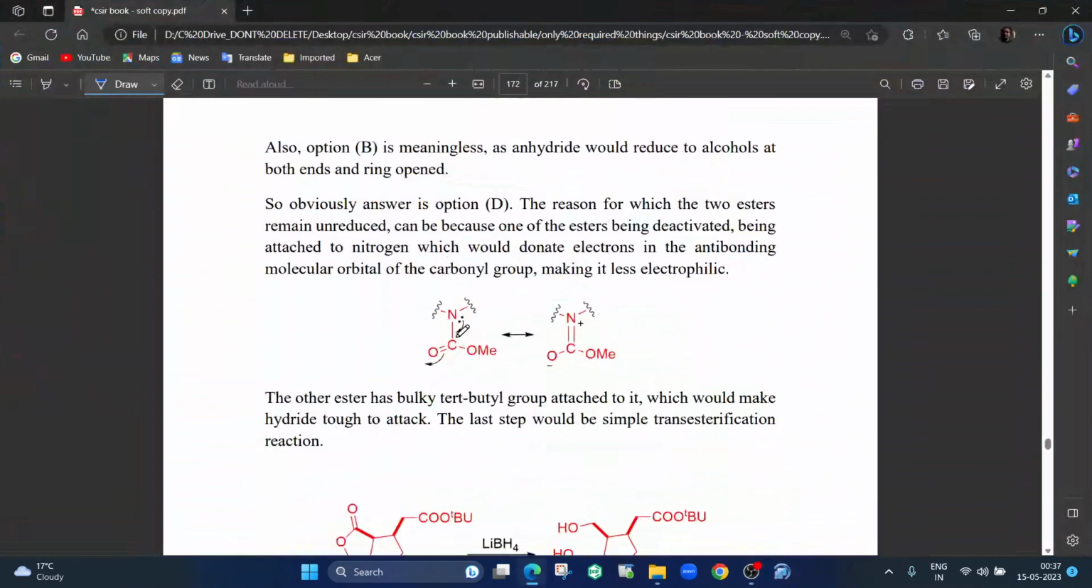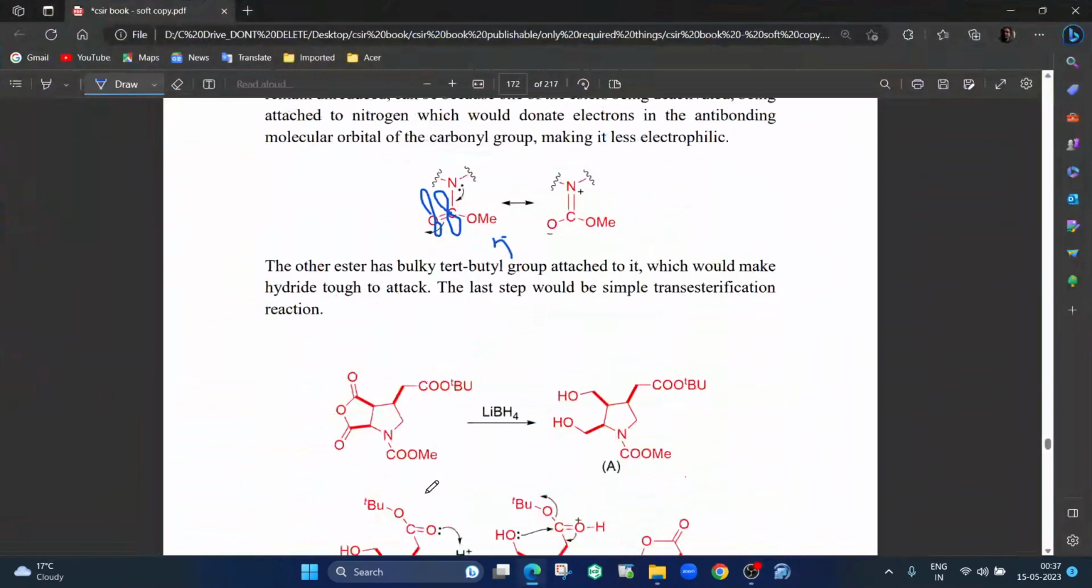When it is attached to nitrogen, nitrogen will donate electrons here. Where does it donate electrons? In the pi anti-bonding molecular orbital of the carbonyl. So it already has extra electrons, so its affinity for H minus, a nucleophile, has reduced. Okay, so they are much less electrophilic.